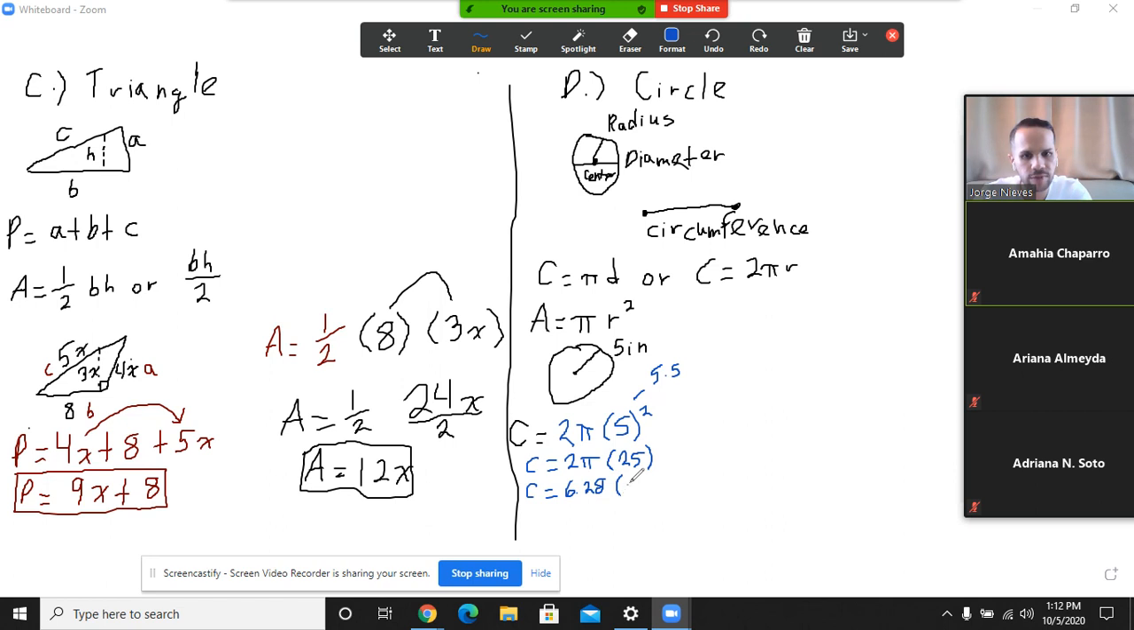So what do I have left to do? Well, I have to multiply 6.28 times 25. And that's going to be, who tells me, what will the final answer be? Well, the final answer is going to be 157.07, or we can round this number to 157.1. It's the same answer. And it's going to be inches. Any doubt, question?